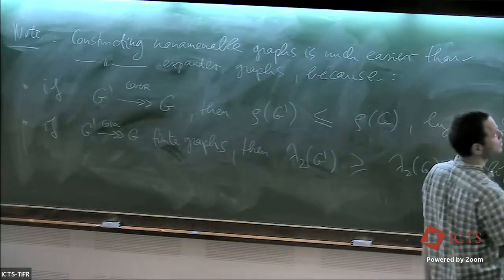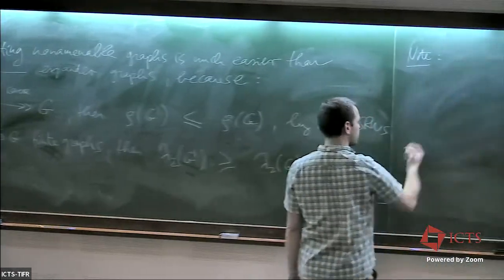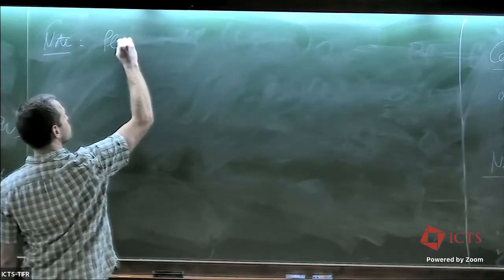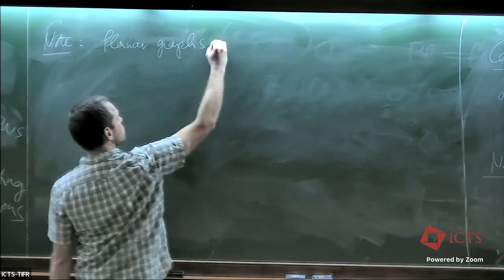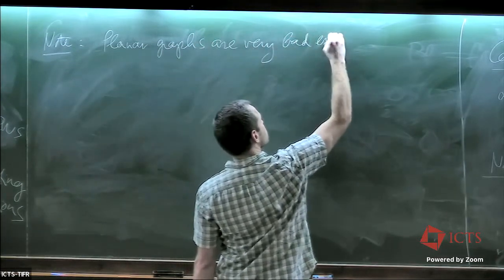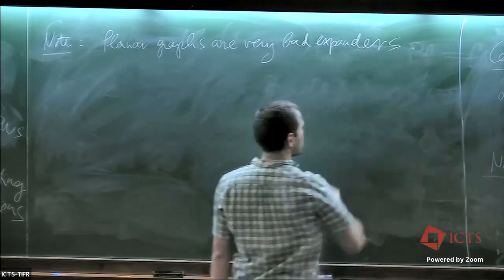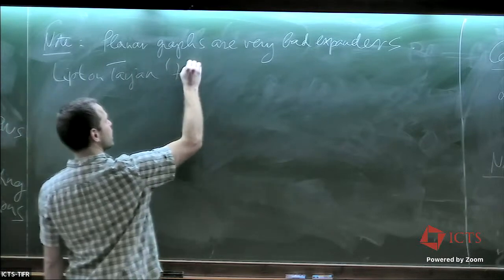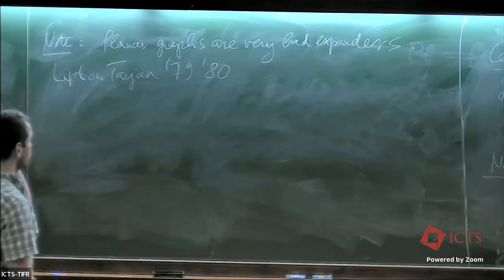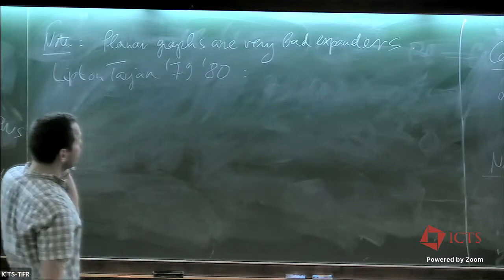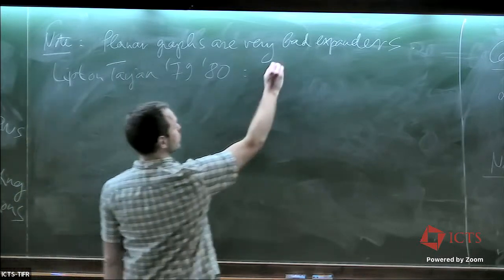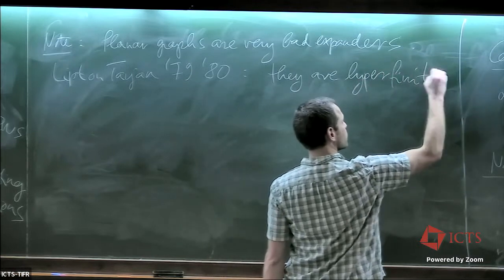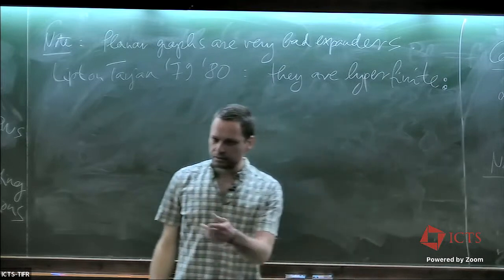Let me say another note: for instance, planar graphs are always very bad expanders. There is some graph theory work by Lipton and Tarjan, two papers, one in 79 and one in 80, showing that planar graphs are actually hyperfinite. Camille mentioned hyperfiniteness, right?